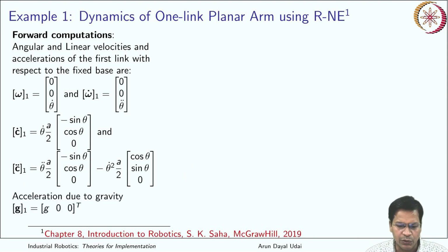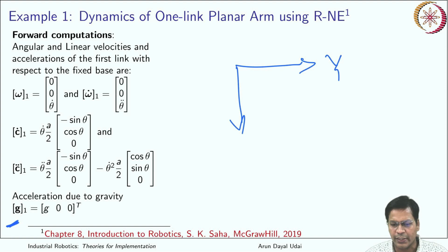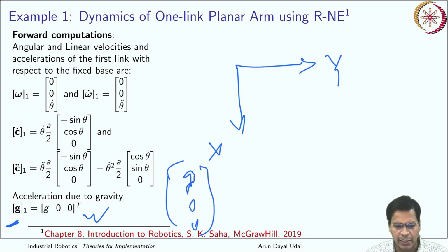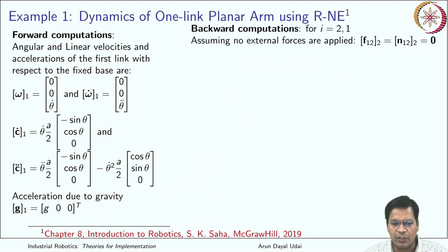Okay. Acceleration due to gravity in the first frame, again it is along the x-axis only. You know, x was like this, y was like this. So it can be written like this. Actually I didn't have the space. It can be written as g, 0, 0, and I can write the transpose like this. Okay. So this is how g is there. Now using backward computation, you are done with all the forward computation. Now I have to find out the forces and moments.